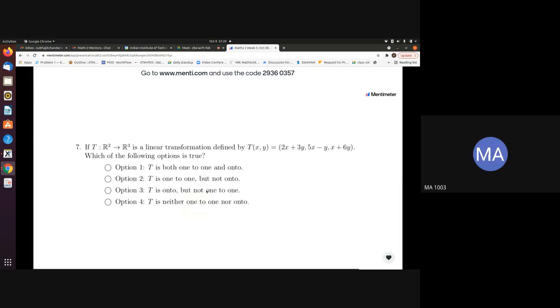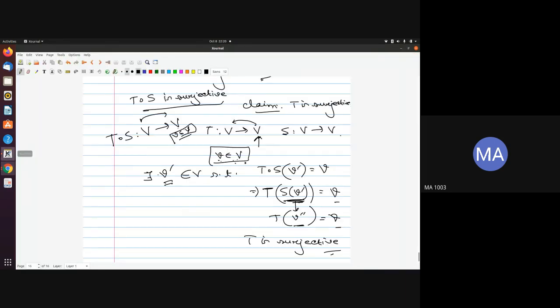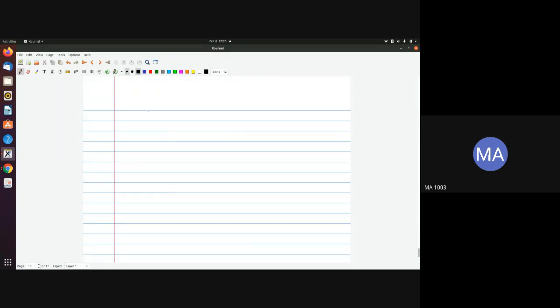Okay, so let me write it somewhere. Can someone tell me what was T? You have written also. What was T? 2x plus 3y, 5x minus y, x plus 6y. Correct. So first I want to find the nullity or whatever.